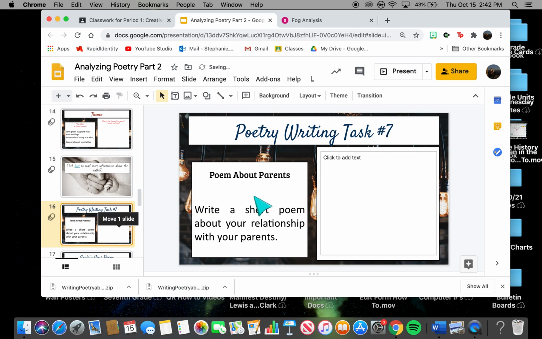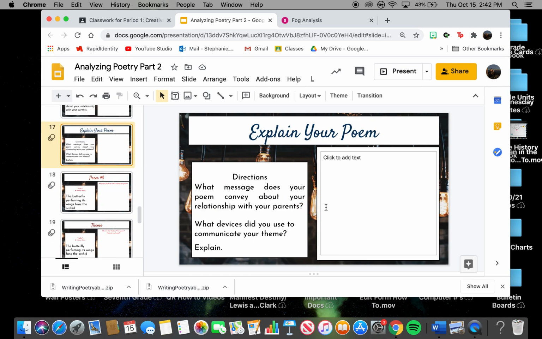Your next task is going to be poems about parents. You're going to write a short poem about your relationship with your parents or guardians. You can even do siblings. It does not have to be just your parents. It can be siblings and things like that. And then you're going to explain your poem.